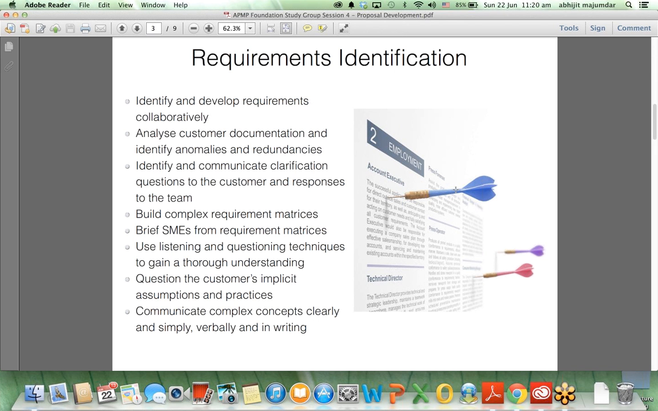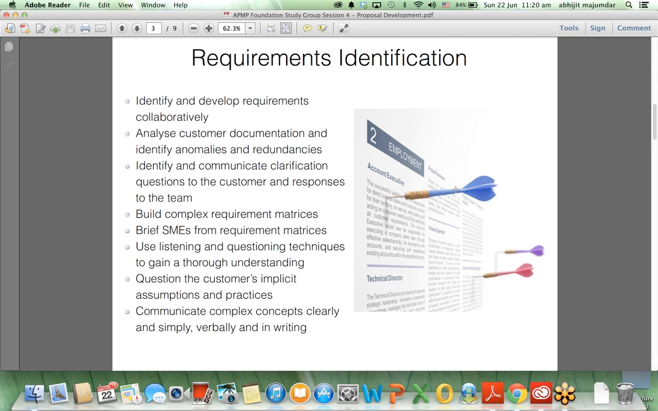So we need to identify the requirements. We need to have an approach and a best practice to identify these requirements. Now, requirements in an RFP are of different types. There are functional requirements, technical requirements, administrative requirements, requirements related to the organization's capability, and requirements related to the financial strength of the organization.